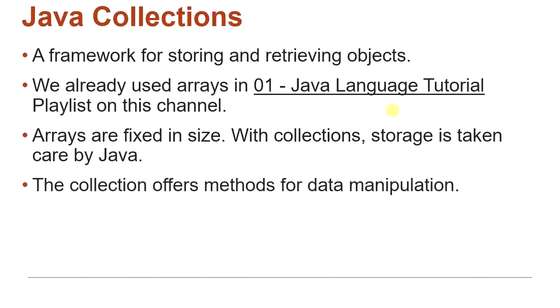The collection offers methods for data manipulation. In arrays we use the index, that means within the square brackets we specify the index number, and using that notation we read or write the elements in the array. But in collection we use methods for doing the data manipulation. If we want to read an element, we call a relevant method, and if we want to write something to the collection, we call a relevant method.